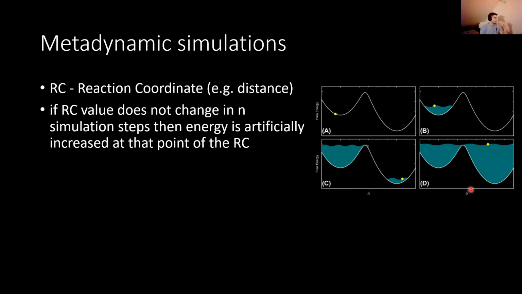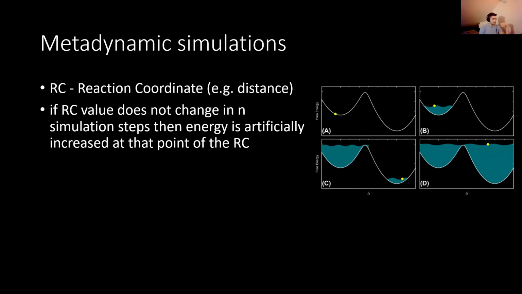During metadynamic simulations, we define a reaction coordinate, for example, a distance between specific amino acids and the substrate. And then we monitor the value of this reaction coordinate, and if the system stays too much time at a given reaction coordinate, we artificially increase the free energy level of the system at that point to make the system move.